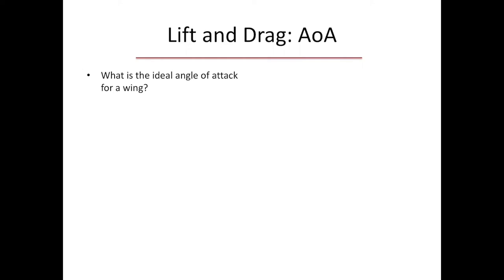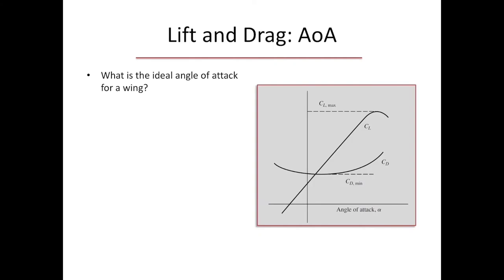So, what is the ideal angle of attack for a wing? Is it the critical angle of attack, or just before the critical angle of attack, where we get the maximum lift coefficient? So, right before stall, where lift is a maximum. Well, what we also need to think about is our drag coefficient.